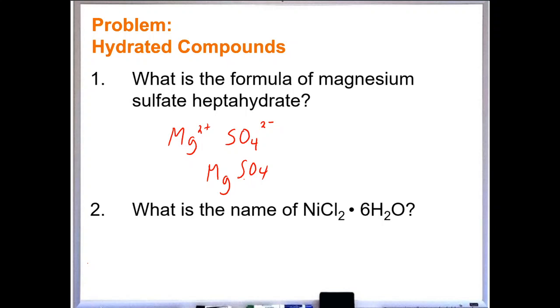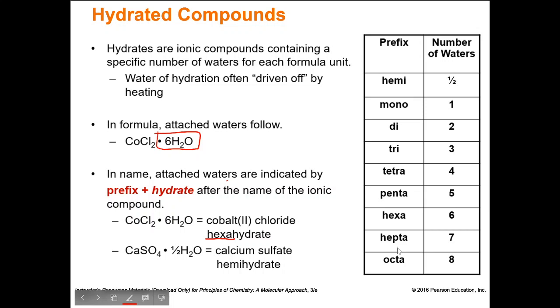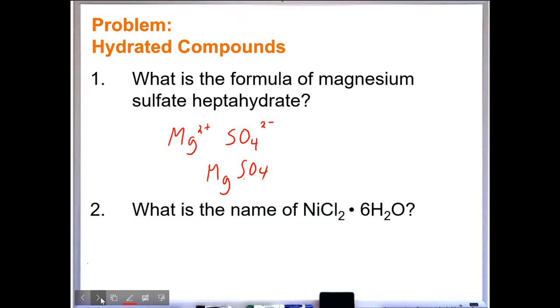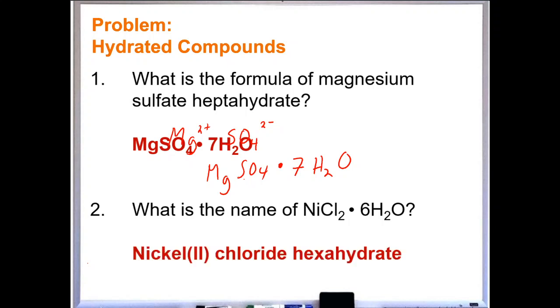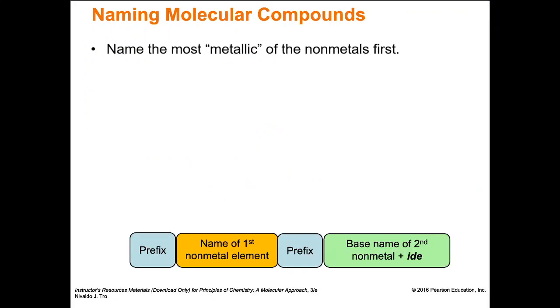Okay, so hepta, so if we go back to our table there, what's hepta? Hepta is 7. So we're going to write our center dot and write 7 H2O. And that's it. That's all there is to it. Let's check our answer real quick. So MgSO4, 7 H2O. Good.